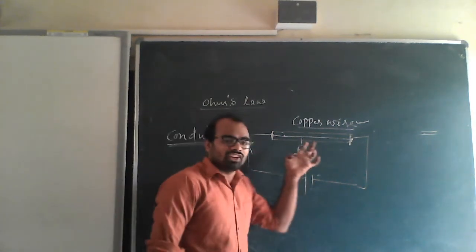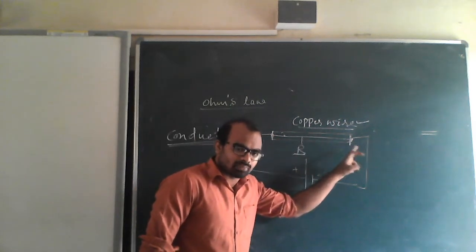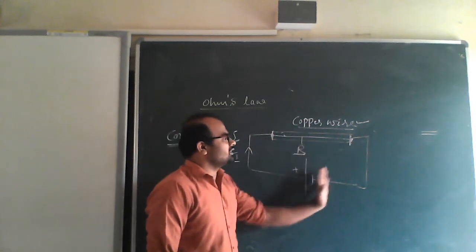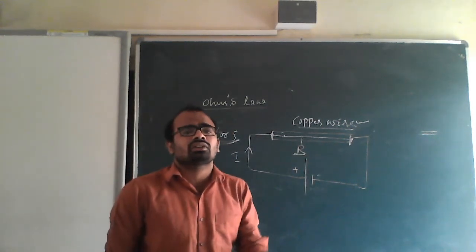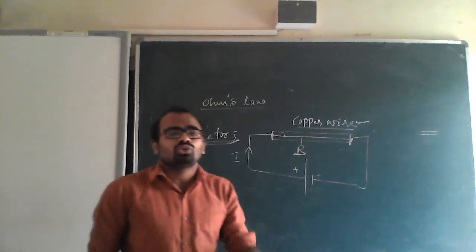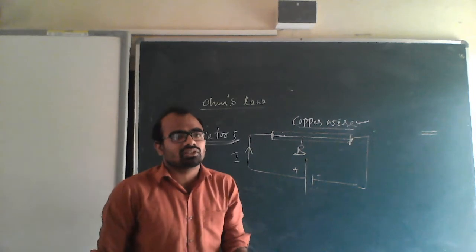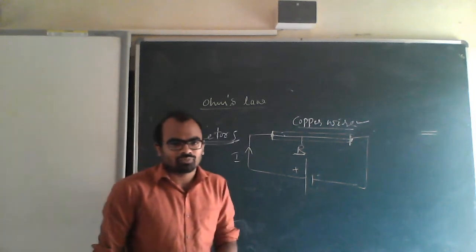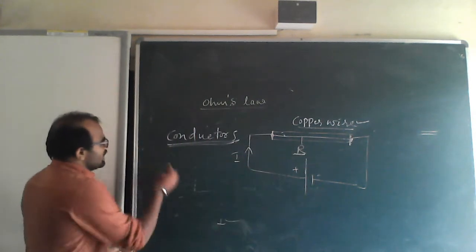And there are free electrons present. As I already told in the first class, there are free electrons present which are the charge carriers. Because of that, all metals are good conductors. In almost all the metals, there are free electrons. Those free electrons carry the charge, hence the flow of electrons happens. Flow of electrons is nothing but the flow of current. And the resistance of this is very less. Next comes insulators.